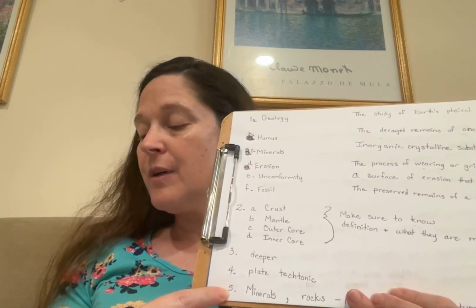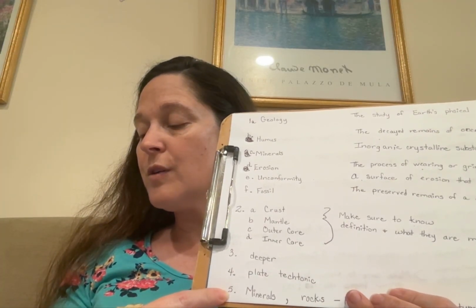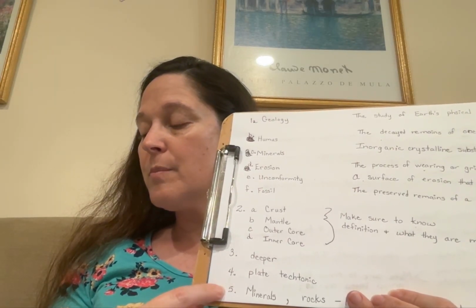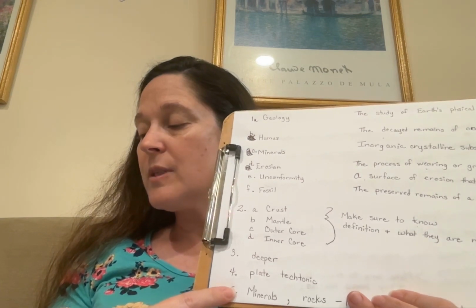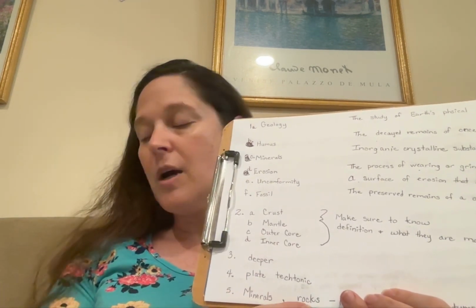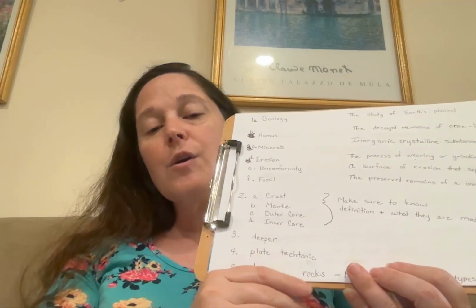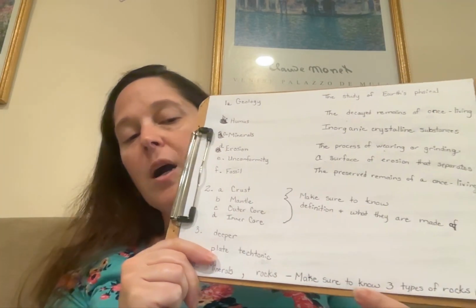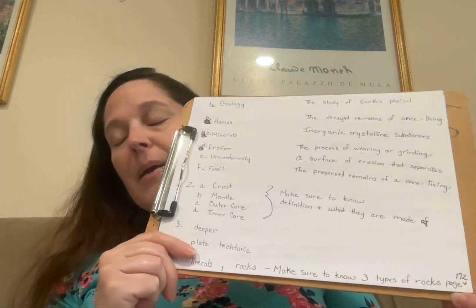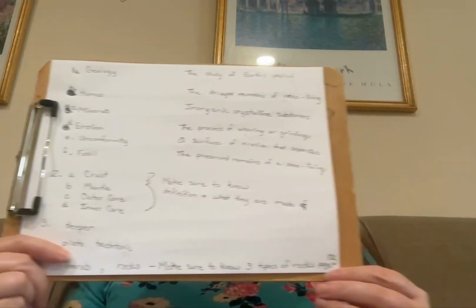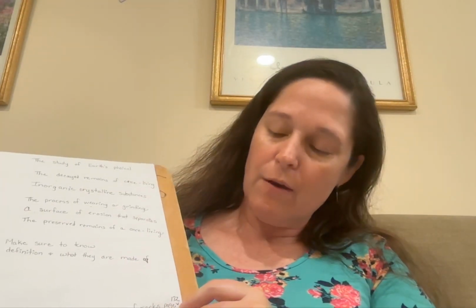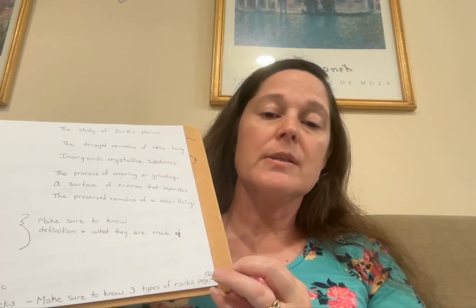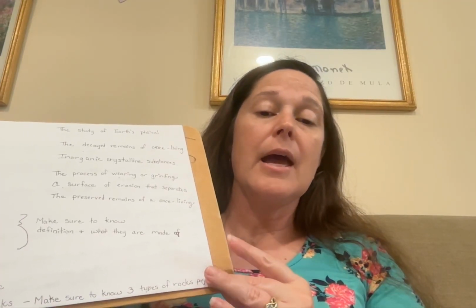Number 5 is circle the correct words for the statement. So the first choice is rocks or minerals. Minerals often form crystalline structures, and rocks do not. So make sure you also know what the 3 different types of rocks are that we looked at and that make up the Earth surface. And more information about that is found on page 172. The 3 types of rocks: sedimentary, igneous, and metamorphic.